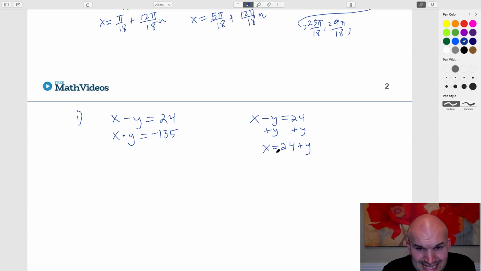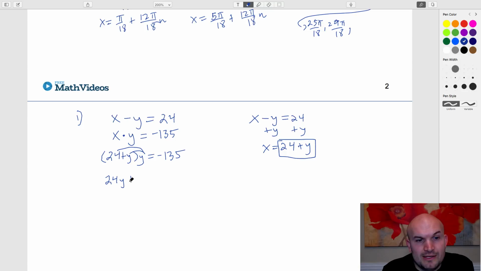And now, since x is equal to this quantity, 24 plus y, wherever I see an x, I can just replace it with 24 plus y. So I'll write (24 plus y) times y equals negative 135. Now, to solve this, I'm going to have to distribute, and I'd have 24y plus y squared equals negative 135.